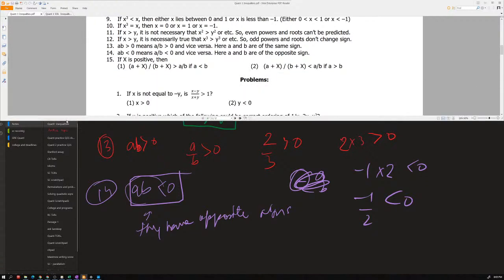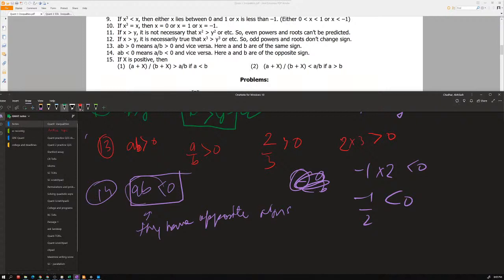Let's see the last one, and then we'll start problems. So the last one says if x is positive, then a plus x divided by b plus x is greater than a by b. Okay, this happens only if a is less than b, and if a is greater than b, then it is a plus x divided by b plus x less than a by b. Okay, this is a very big long shot to remember. Want to remember, you remember. Don't want to remember, you don't remember.